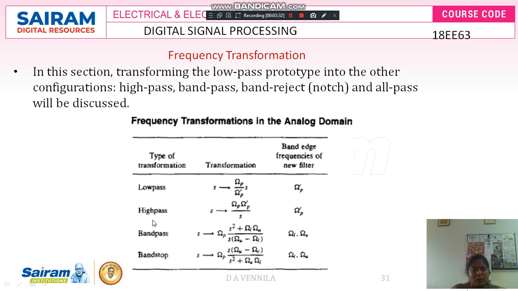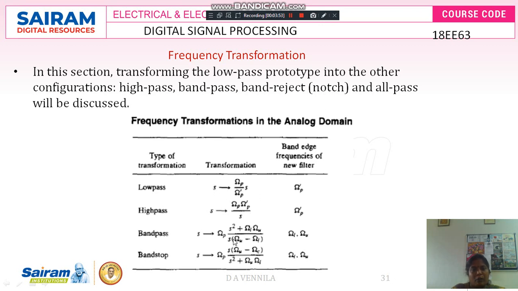And for low pass to high pass, S will be replaced by omega p into omega p dash divided by S. Actually, this frequency transformation will be useful only for the analog domain. Analog domain is nothing but the S domain.